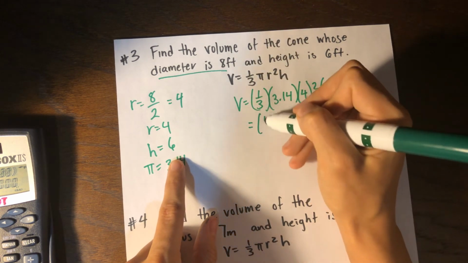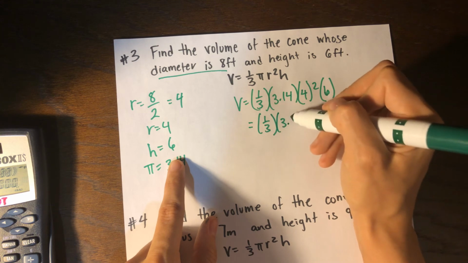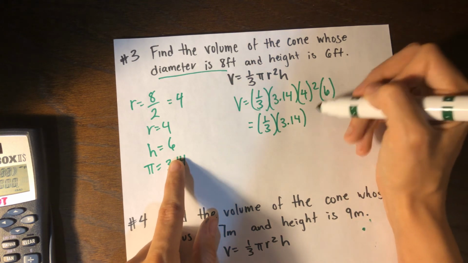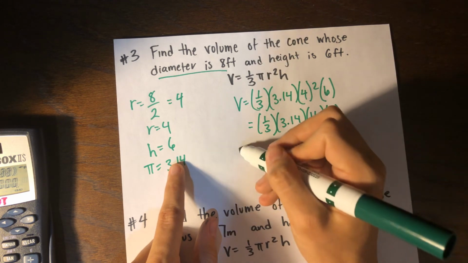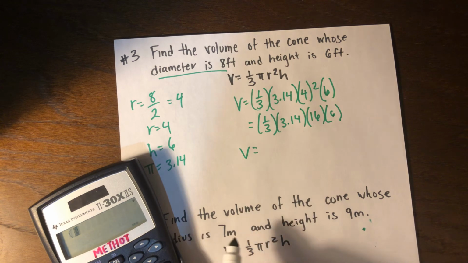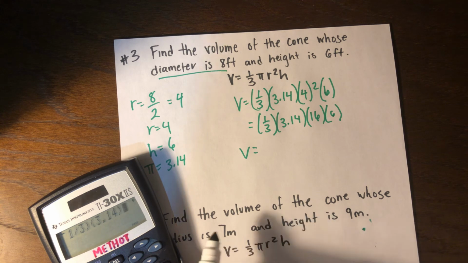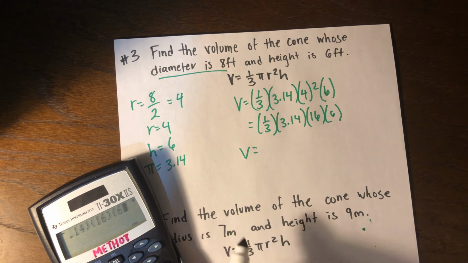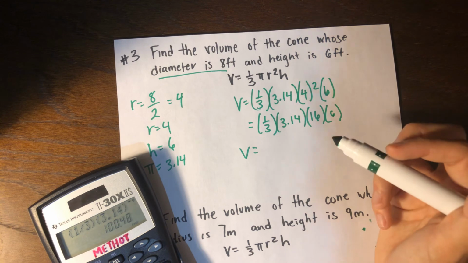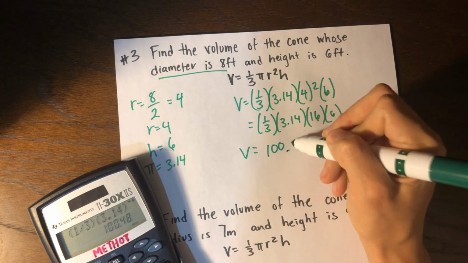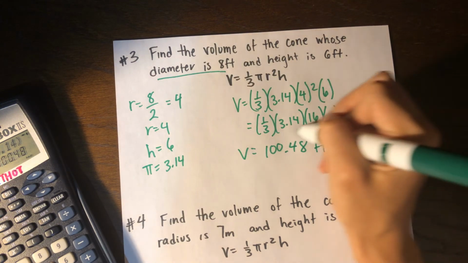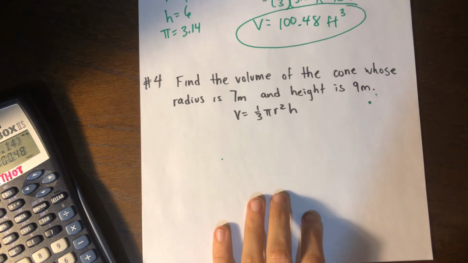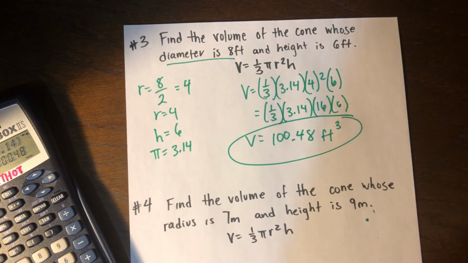I'm going to simplify it a little bit more, and then we can solve. 3.14, 4 squared means 4 times 4, which is 16, and then times 6. Now I'll multiply all of this: 1 divided by 3, 3.14 times 16 times 6, I get 100.48. And then we have feet, and remember it's always cubed for volume. So that is our answer. Let me leave it there. You can pause it and copy it down.